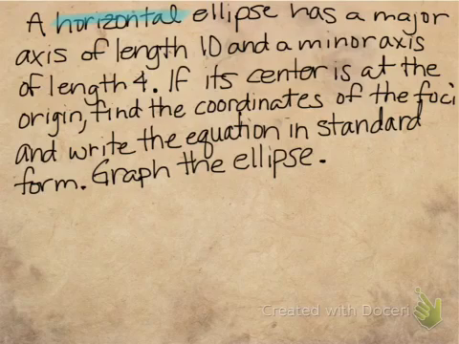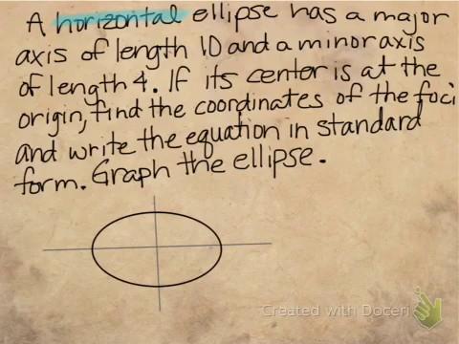Okay, so a horizontal ellipse has a major axis of length 10 and a minor axis of length 4. If its center is at the origin, find the coordinates of the foci and write the equation in standard form, then graph the ellipse. Well, okay, so our first clue is it's a horizontal ellipse. So we've got that much. We can start to draw our ellipse.